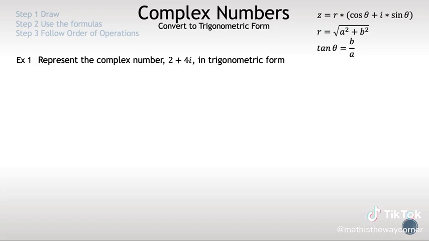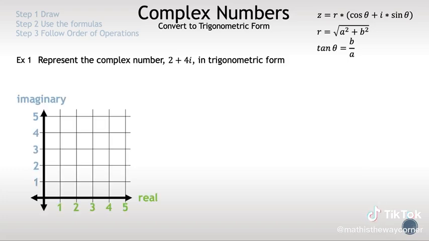So to show where the theta comes from, we're going to graph 2 plus 4i. First, we need to go 2 in the positive real direction, or right. Then we go 4 in the positive imaginary direction, or up. So now we know where 2 plus 4i is.